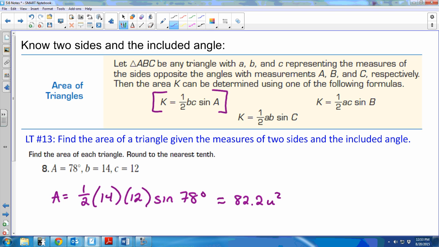So the formula is on the formula sheet. You don't have to memorize it. Again, on the homework, just make sure that you have, if you want to think of it this way, all different letters. You have to have two sides and an included angle. If you have other information, you might need to use the law of sines to find what you need to do the formula. Okay?